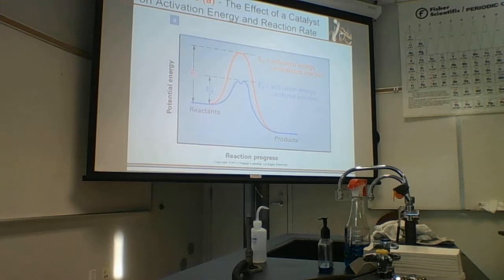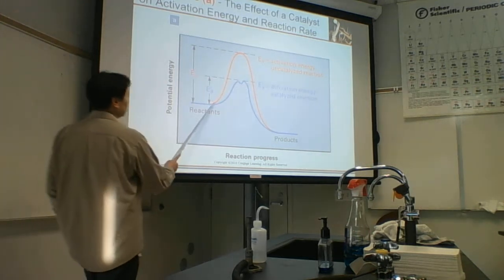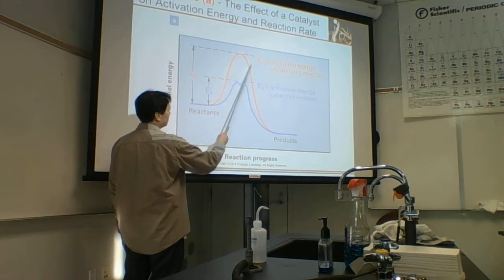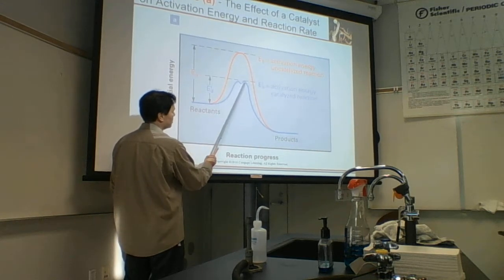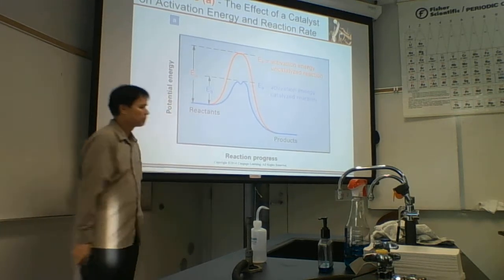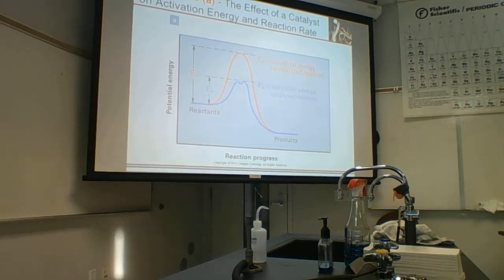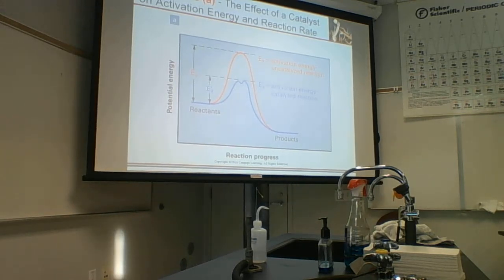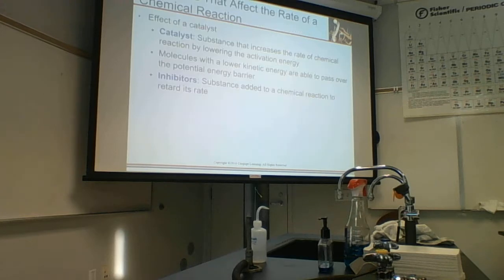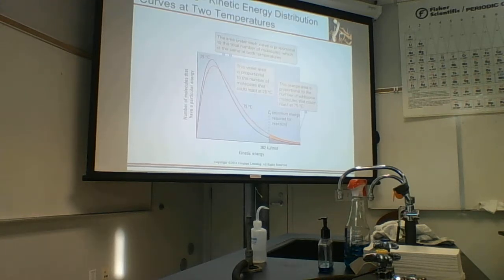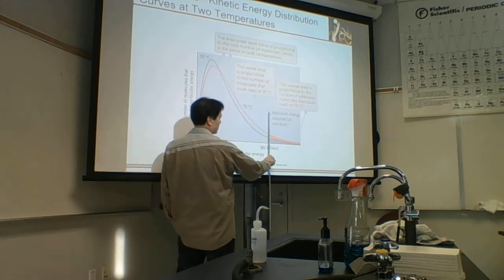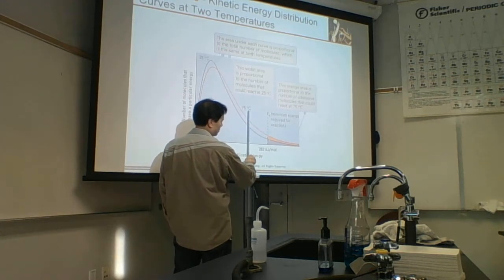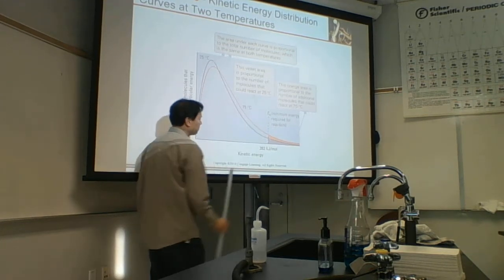So without a catalyst, we have to break these bonds here. With a catalyst, it makes the bond breakage easier, so it doesn't cost as much energy. So if it's easier to go over that little hump, then what's going to result is a lower activation energy. And at the same temperature, we're going to have many more molecules that could potentially react.